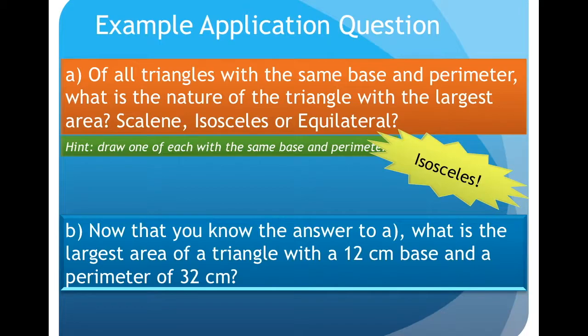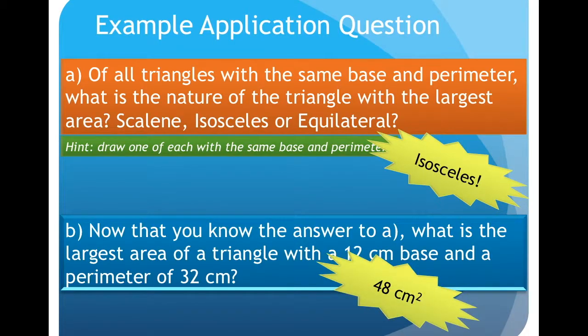Now that you know the answer to A is isosceles, what is the largest area of a triangle with a 12 centimeter base and a perimeter of 32 centimeters? Knowing now that it's isosceles, you know that two sides need to be the same. You know that the base is 12 centimeters, the perimeter is 32. What is the largest area of that triangle? It's 48 centimeters squared.